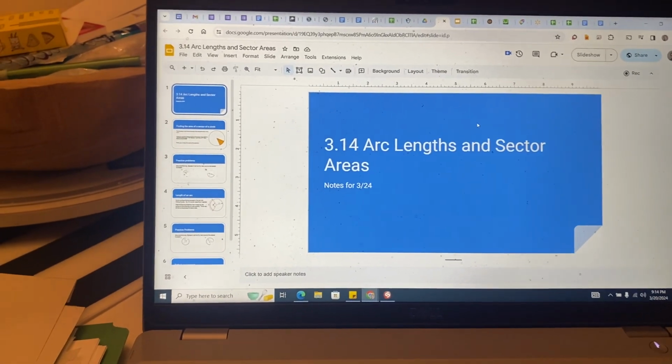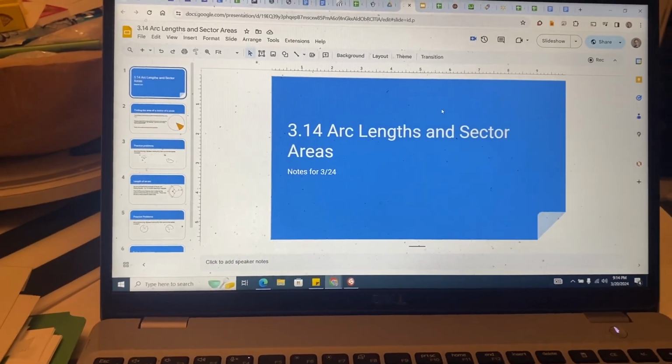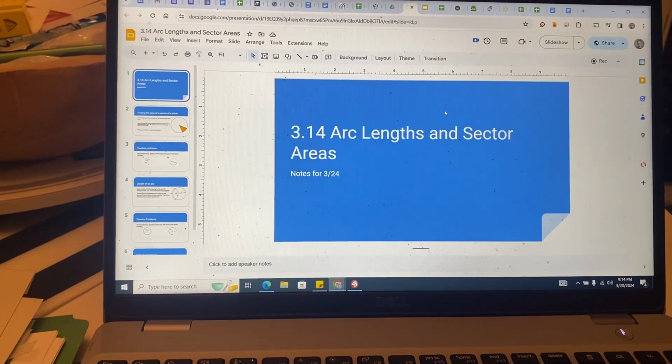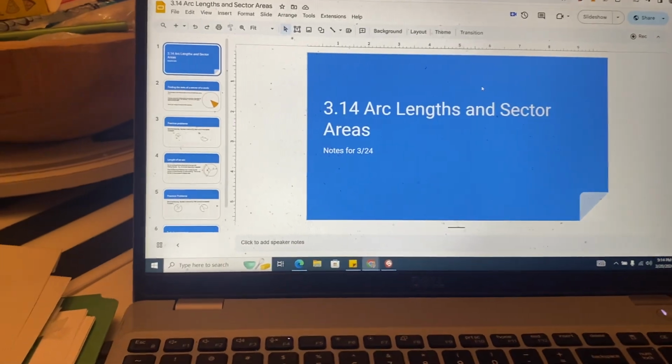This is actually kind of a complicated Delta Math topic, not a super complicated topic, so you're going to have to pay attention through these notes. Otherwise, you're going to get the Delta Math way of explaining things, which is not great.